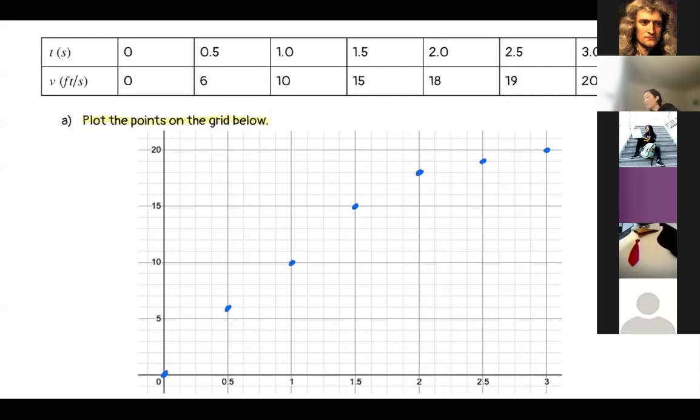Yeah, that's velocity increasing, right? She started at a velocity of 0, she finishes at a velocity of 20, and we can see the points go up the whole way.